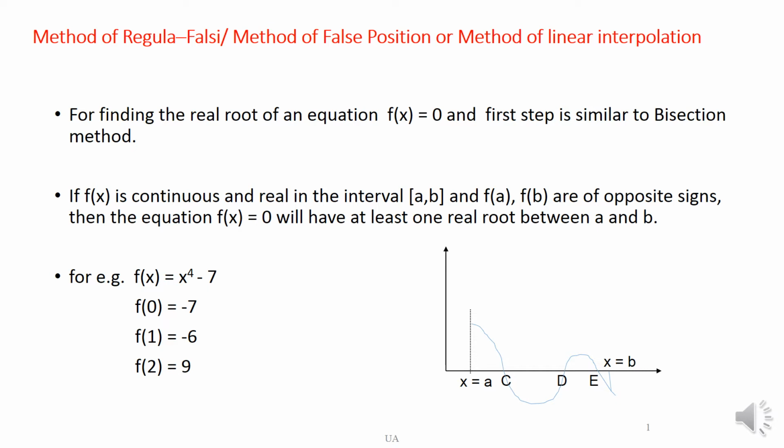So the function has changed its sign from negative to positive between 1 and 2. At 1 it was negative, at 2 it is positive. It means there is one root which lies between 1 and 2. This is the interval we got. Graphically, here we can see at x = a the function value is positive, and this curve cuts the x-axis at c, d and e, and it is changing its sign. So at x = b the function value is negative. It means there is at least one root which lies between x = a and b.